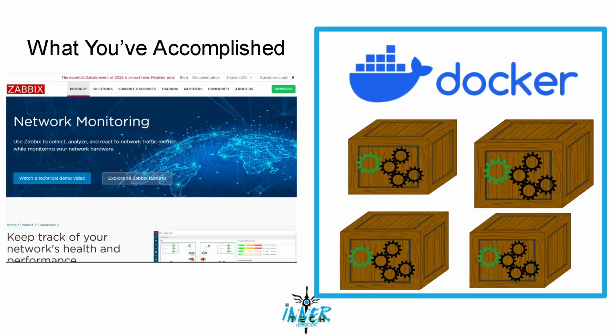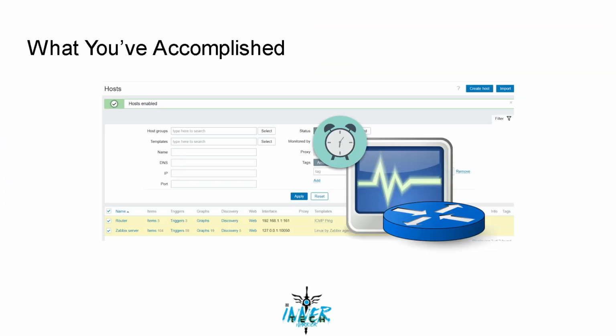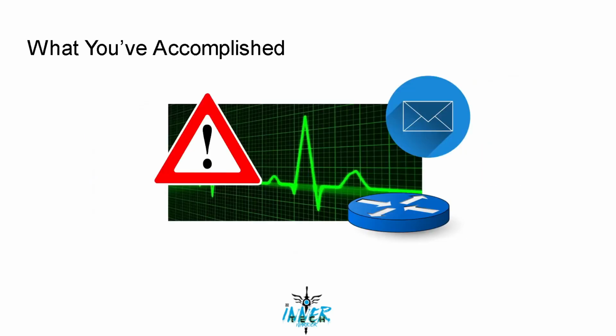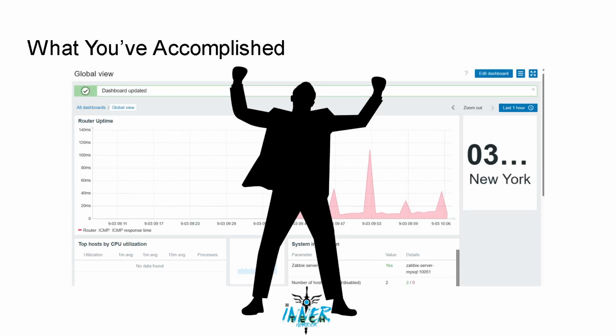You set up a network monitoring tool using a Docker container. You've added a router to the network monitor. You created a chart to show the uptime of the network router. And you added alerts to ensure that you'll be alerted if the router goes down. You've actually accomplished a lot on this brand new tool.